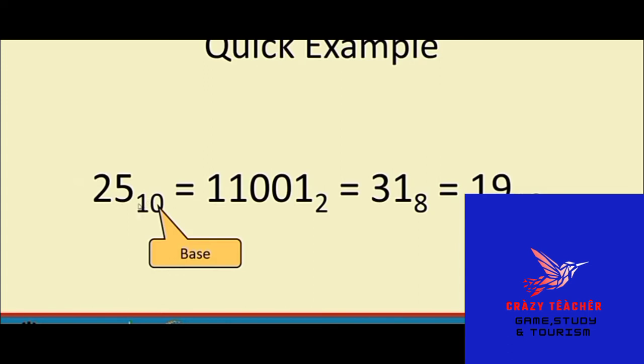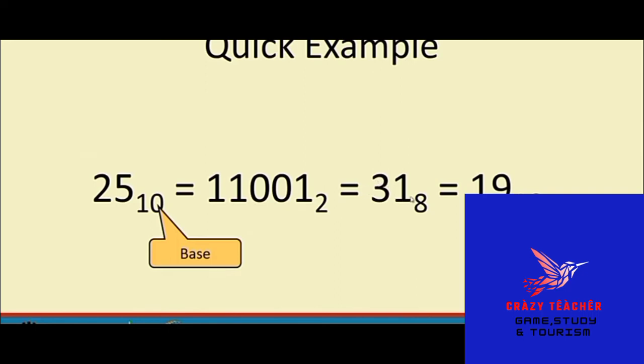In our day-to-day life, from our school days, the numbers that we know are all base 10 number system. But if you want to make it explicit, then we do it like this. After the number, as a suffix, we write the base. So this 25 to the base 10 is equivalent to 11001 to the base 2. So in the binary number system, it is 11001.